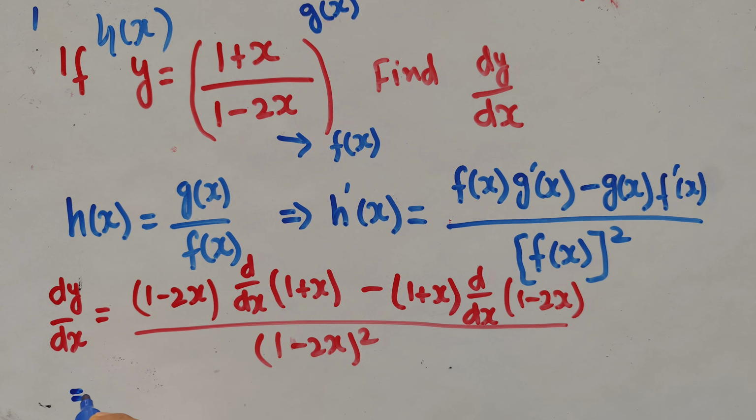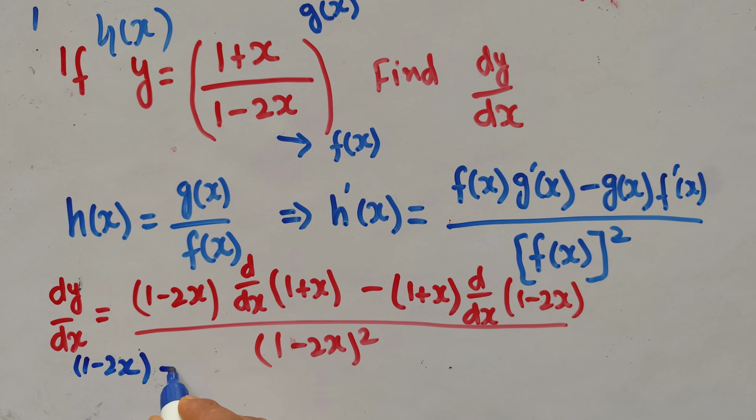Let me write it here, I don't have the space here, let me try to put it here. So we have 1 minus 2x; the derivative of a constant is 0, the derivative of x is 1, so we are left with only 1 here.